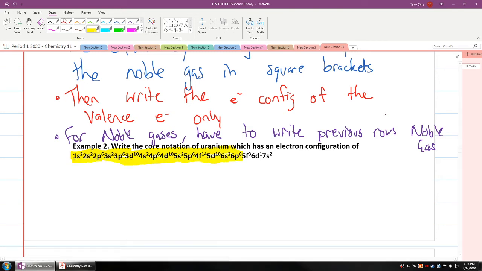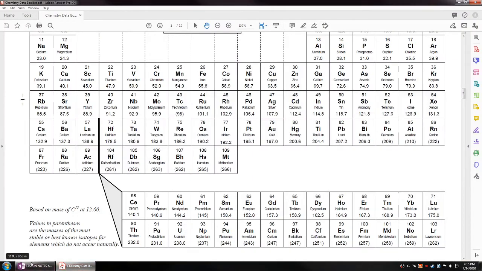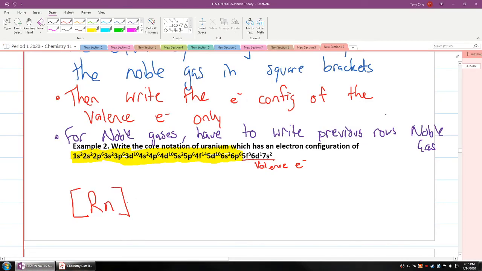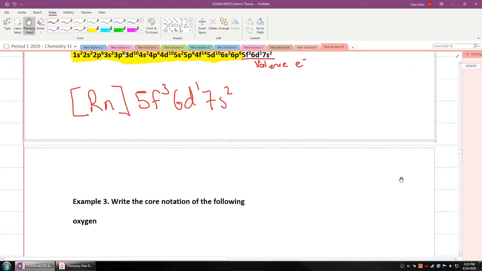So that means whatever I underlined in red right here is your valence electron. So what does a core look like? Well, you put the symbol for radon, Rn, in square brackets, and then you write out the valence. Now we're going to get into why our notation looks like this, because why is it that 7s is afterwards? Well, 5f3 is over here, and so forth. We're going to get into that in a bit. But let's practice this by looking at some examples.